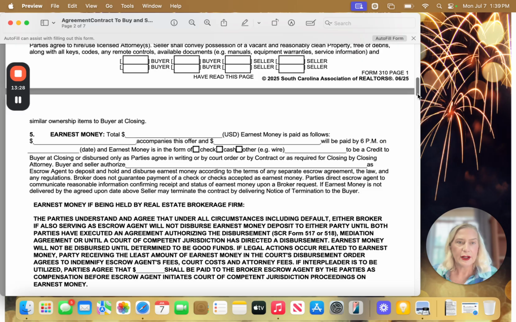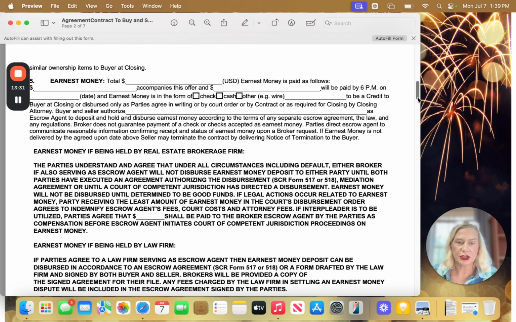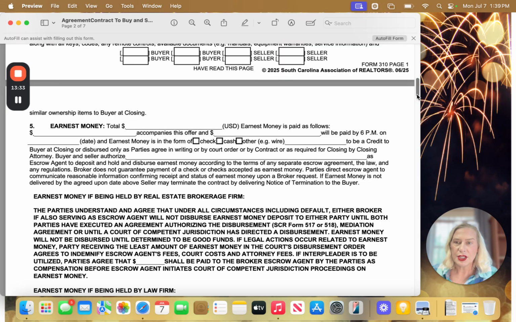All right, earnest money. Next section. Earnest money, total of blank percent. What is the total amount of earnest money that your clients are going to put down? Goes in the first blank. And the second blank says it'll be paid as follows. Blank dollars will accompany this offer. That's all you need to know. Do not fill out that other half. You're not paying additional earnest money at a later date. There's a caveat to that, which we'll get into later.